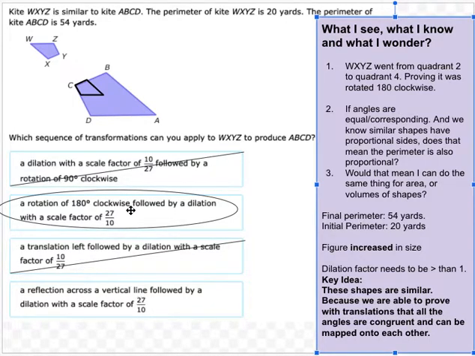Between these other two options, the one that mentioned the rotation of 180 degrees was option B, and that was the correct answer. Our key idea here is that these shapes are similar because we're able to prove with translations that all of the angles are congruent and that they could be mapped onto each other.